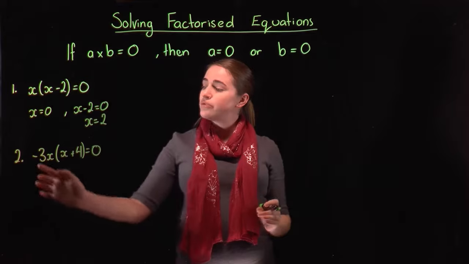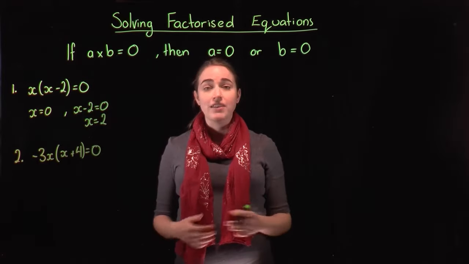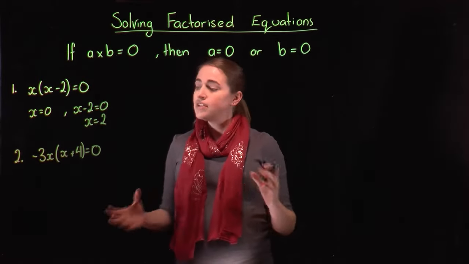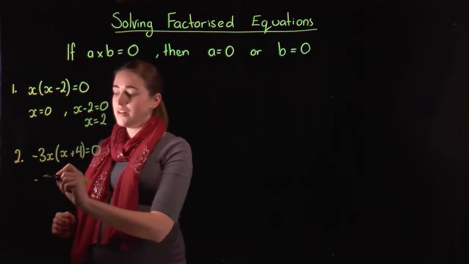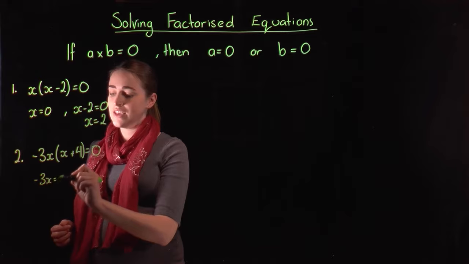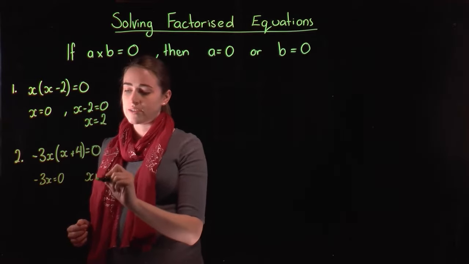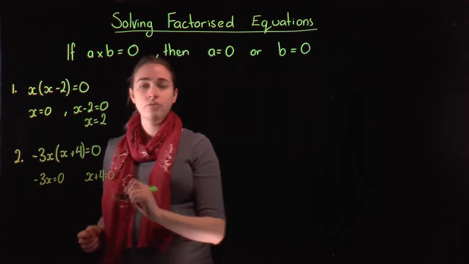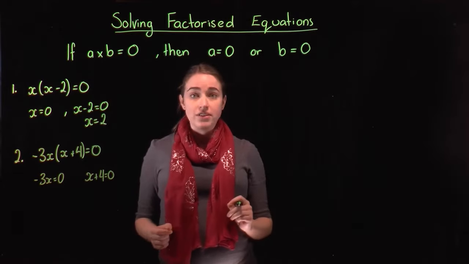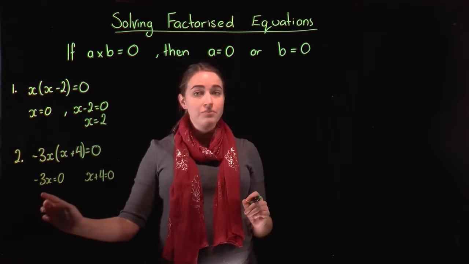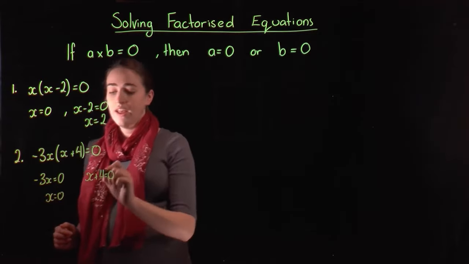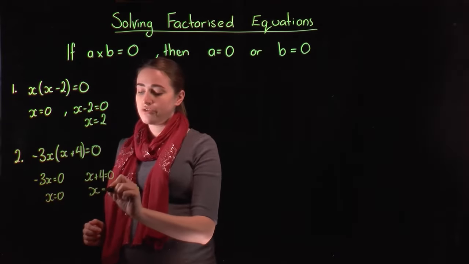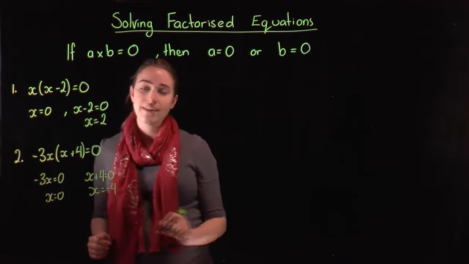In our second example, we've got minus 3x outside of x plus 4 is equal to 0. So again, we've got two chunks that are multiplied together. So that means that either minus 3x is equal to 0, or x plus 4 is equal to 0, and then we can solve both of those equations. So in this one, we're going to divide both sides by that minus 3, and we'll just get x equals 0. And in this one, we'd have to subtract 4 from both sides, and we'd end up with x equals minus 4.